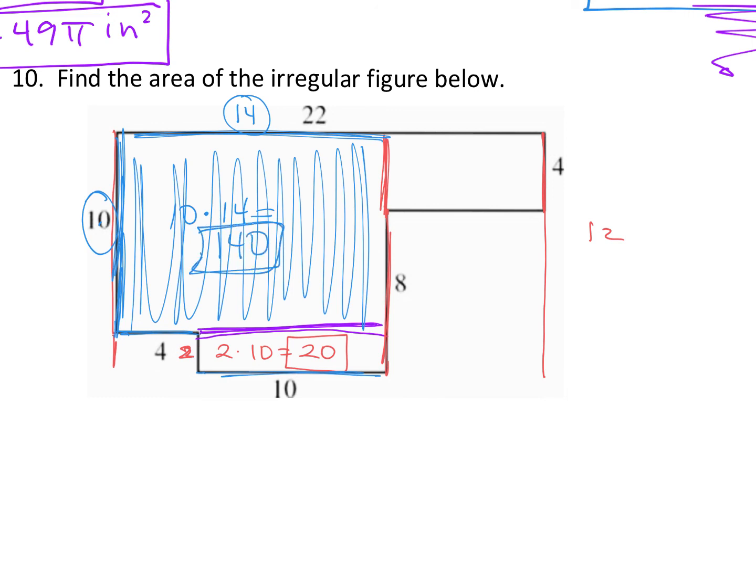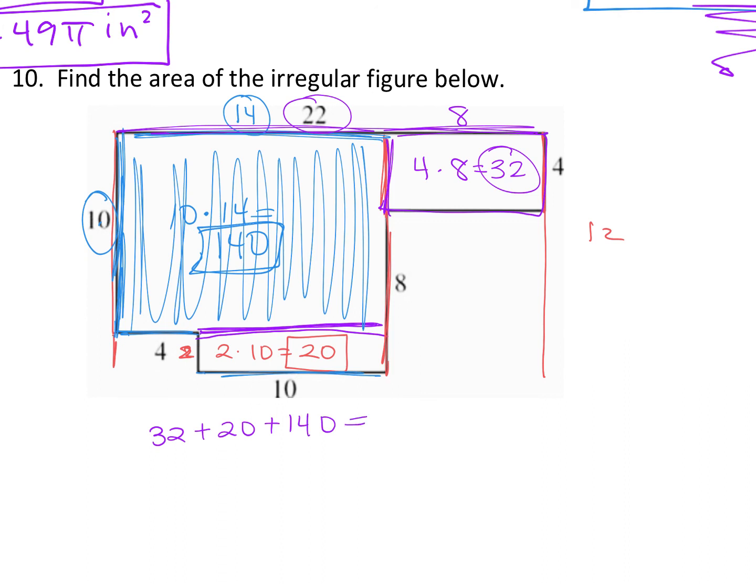What's that last box going to be? I want to say 8 times 8. Yeah, this would be 8 because the whole thing's 22, right? Take the 14 away, that would be 8. So 4 times 8 is 32. So you have 32 and 20 and 140. So that would be 192 square units.